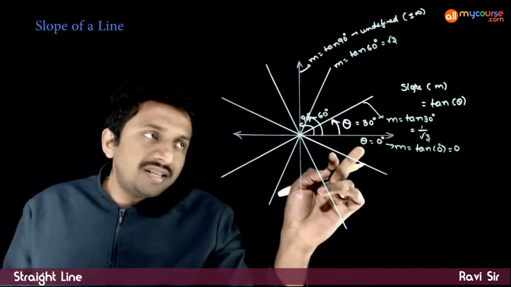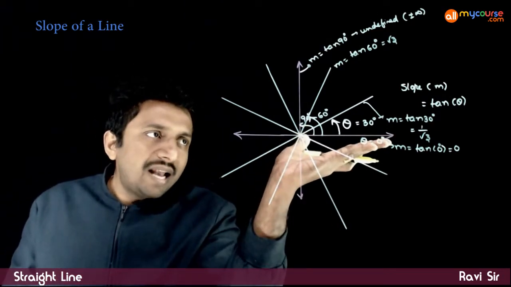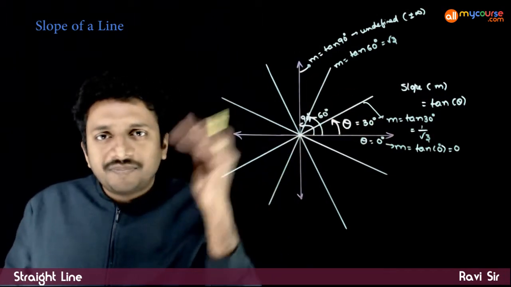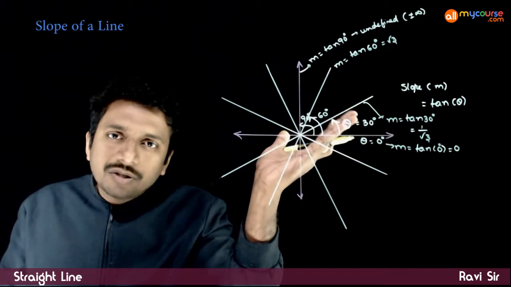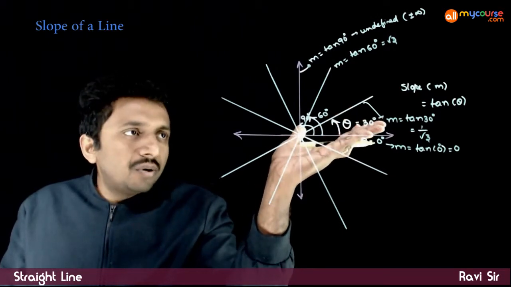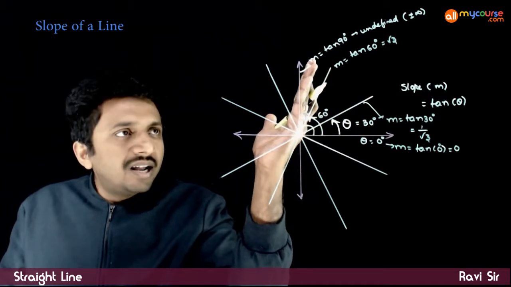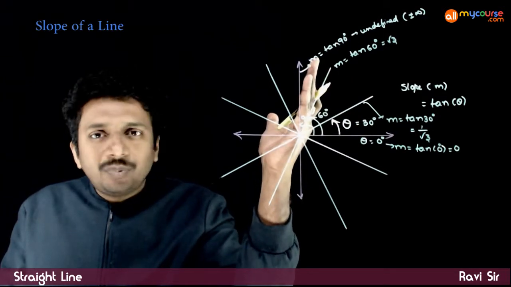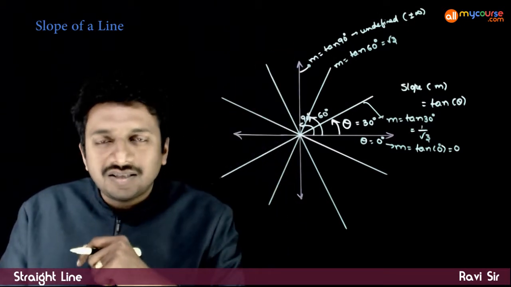So as you can see, the slope starts from 0 for a horizontal line. The value of slope slowly increases. As theta increases, we know that tan theta also increases. So the slope slowly increases, and it increases up to infinity as the inclination reaches 90 degrees.